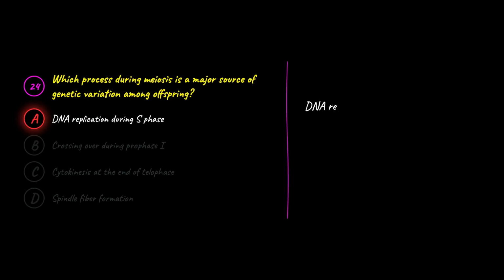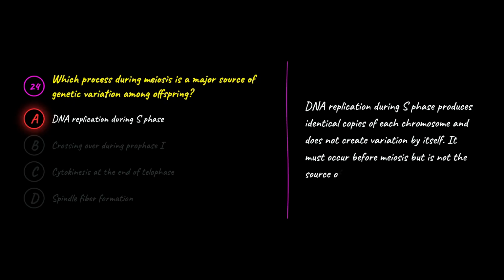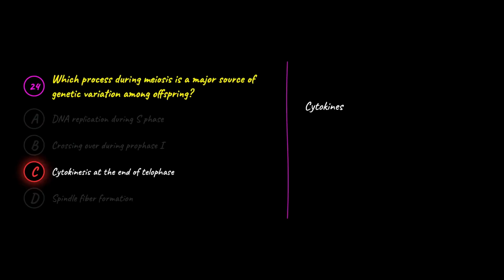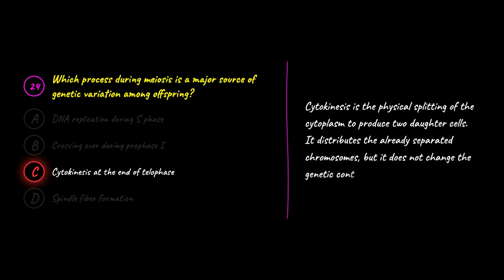A is wrong because DNA replication during S phase produces identical copies of each chromosome and does not create variation by itself. It must occur before meiosis, but is not the source of genetic differences among gametes. C is wrong because cytokinesis is the physical splitting of the cytoplasm to produce two daughter cells. It distributes the already separated chromosomes, but it does not change the genetic content of the cells being produced during meiosis.